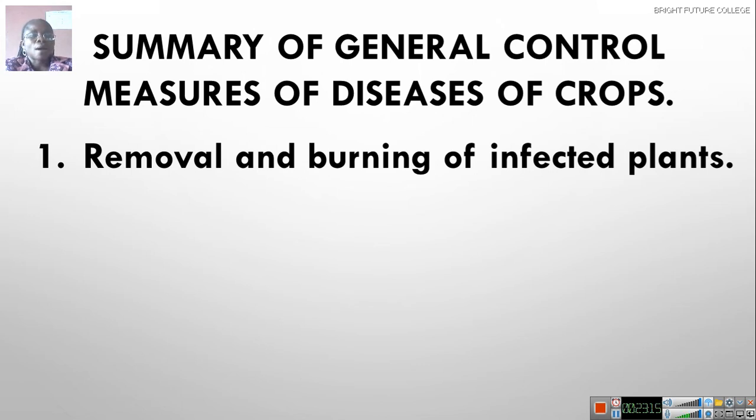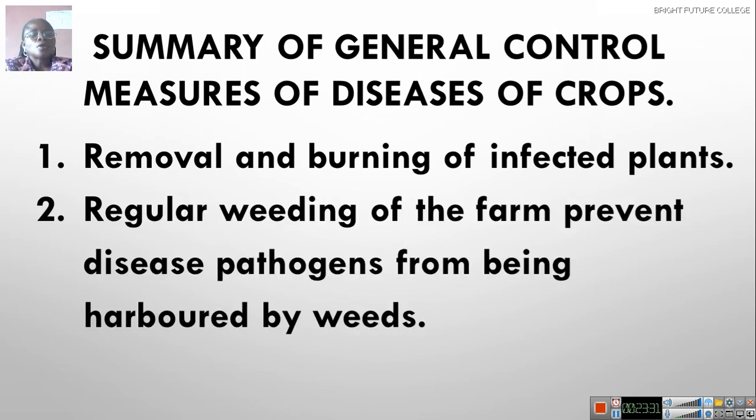Take for instance number 1, removal and burning of infected plants. What control measure is that? It's cultural control method. Number 2, regular weeding of the farm. Regular weeding of the farm prevents disease pathogens from being harbored by weeds. Regular weeding, that one is cultural control.